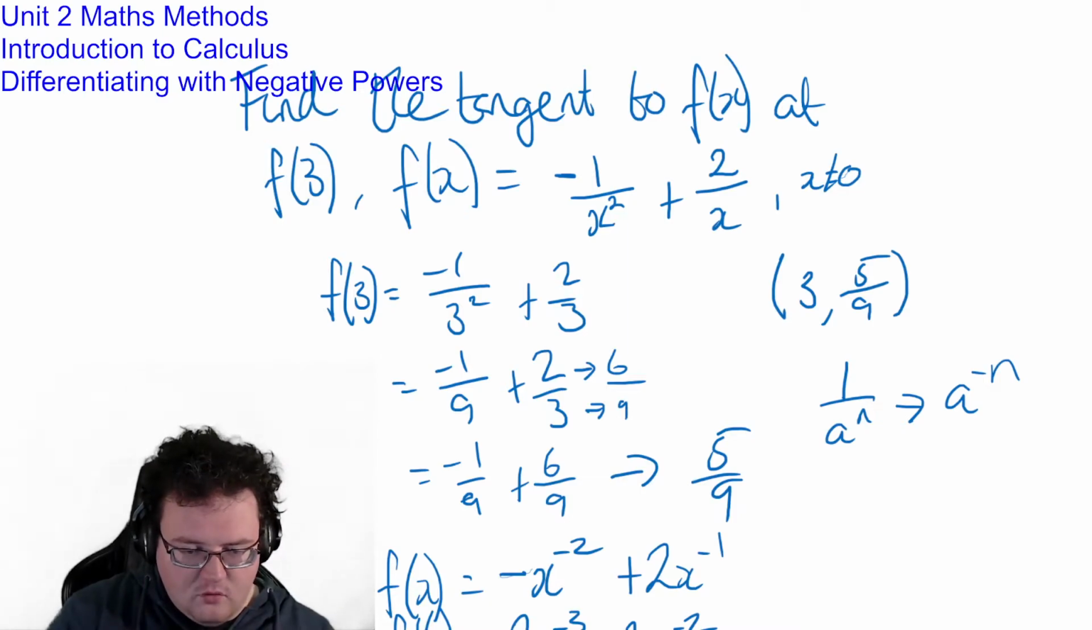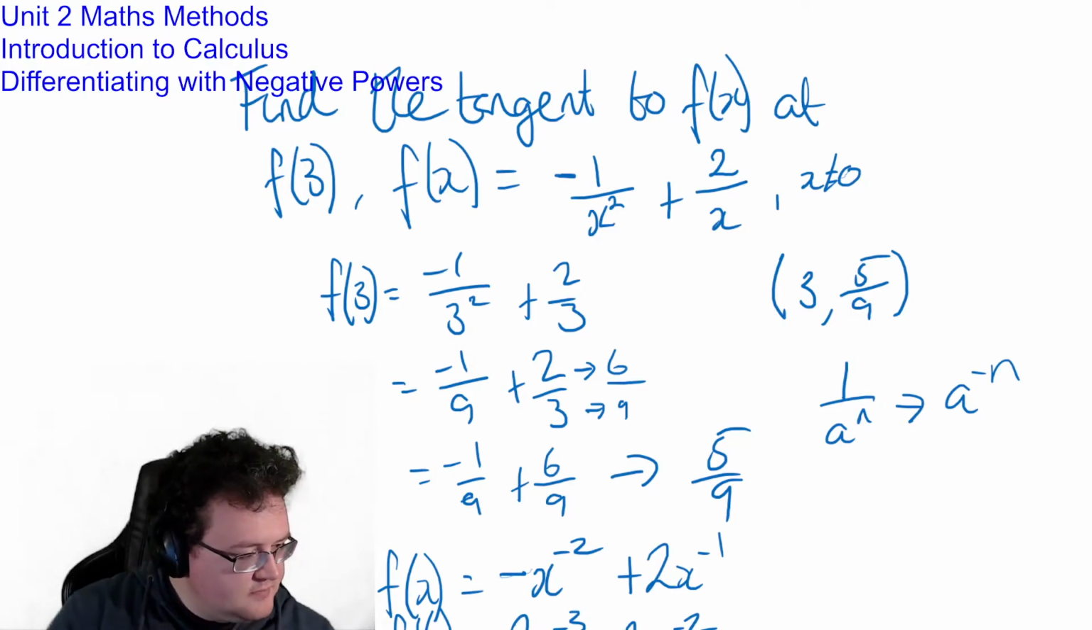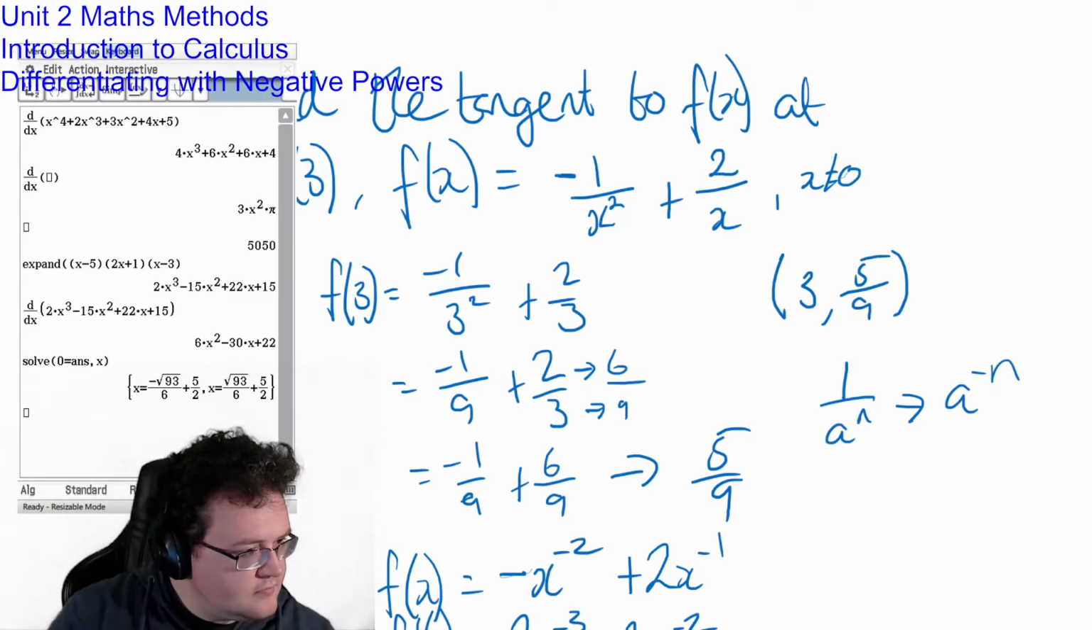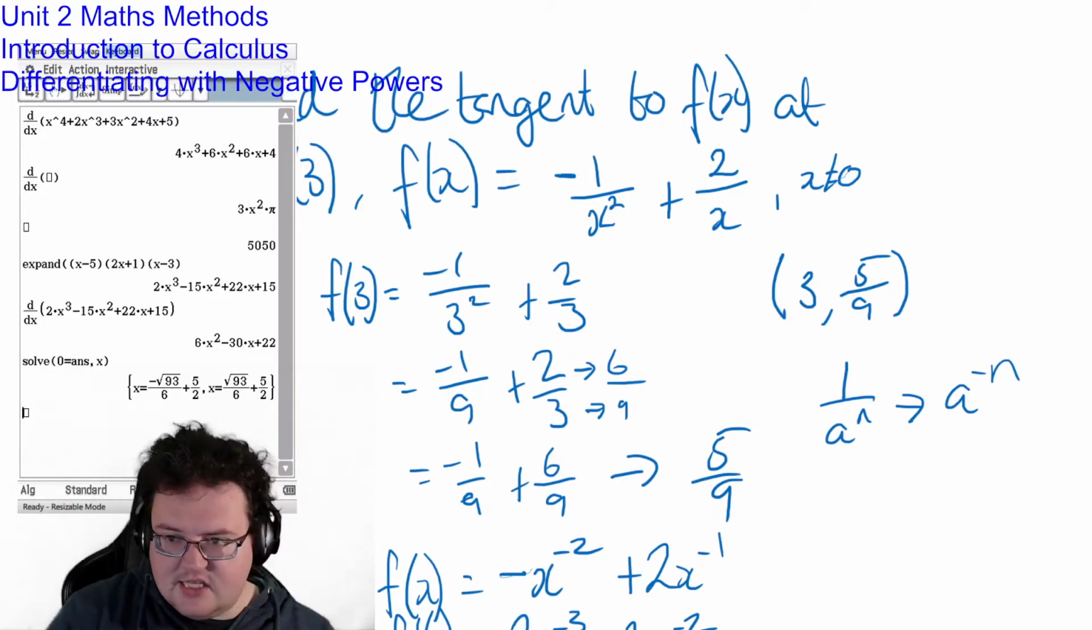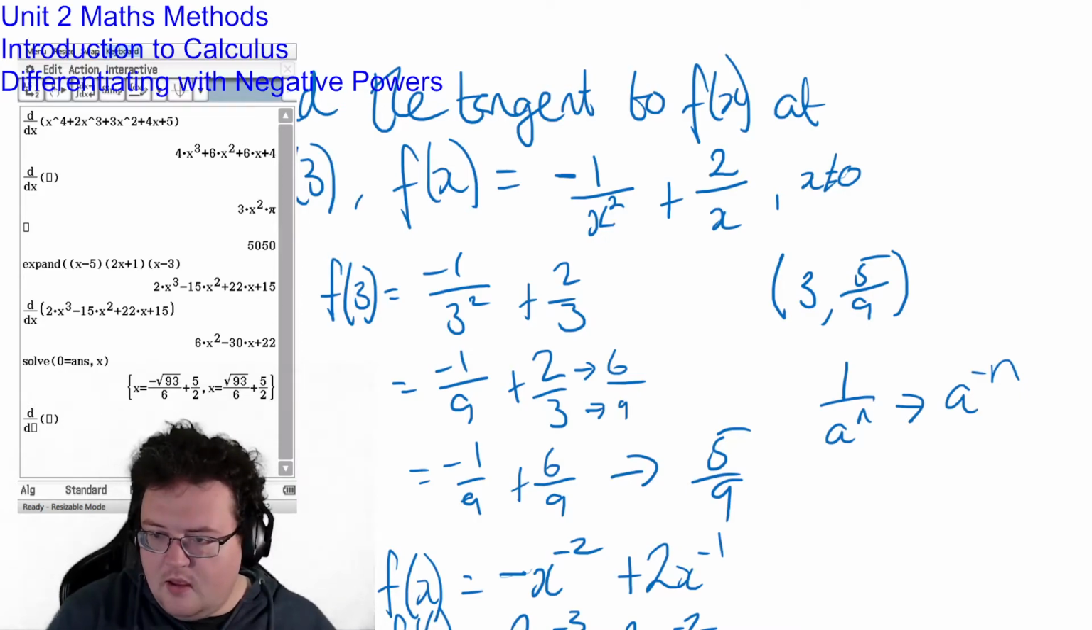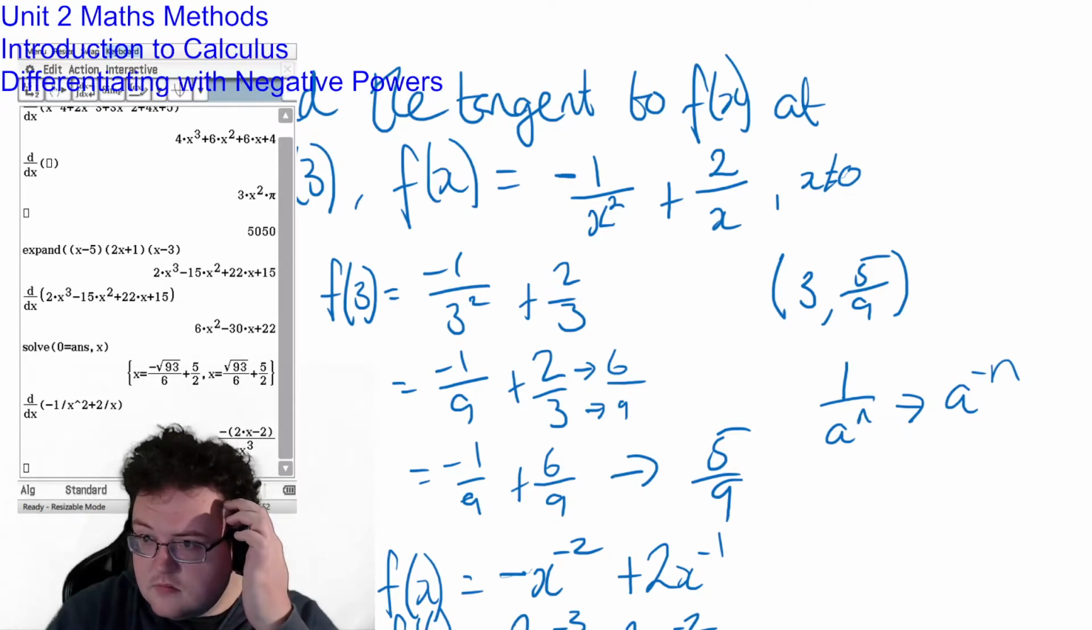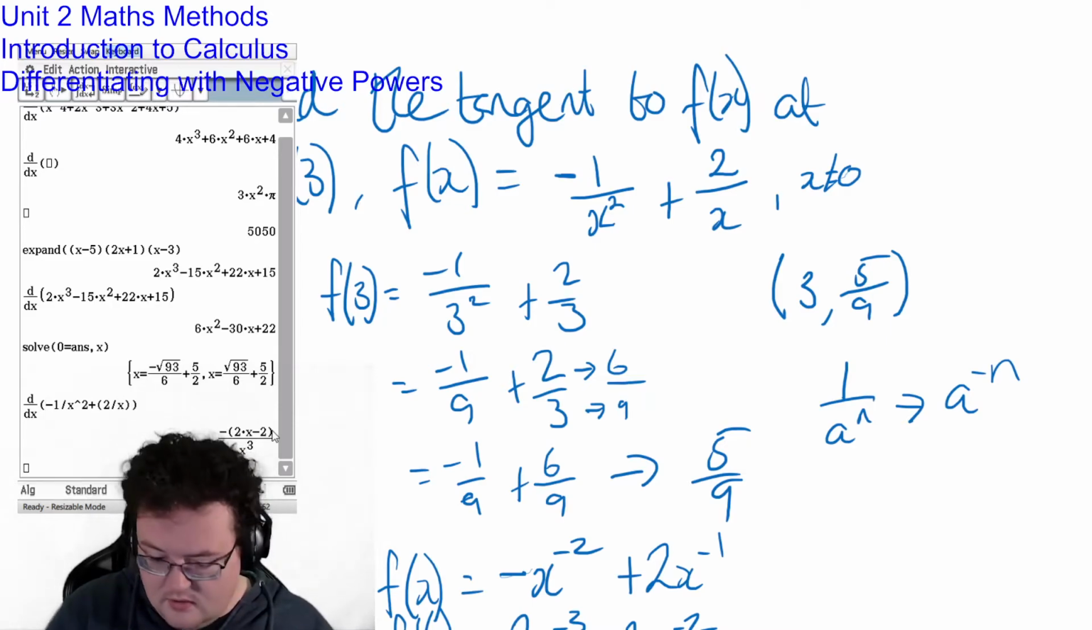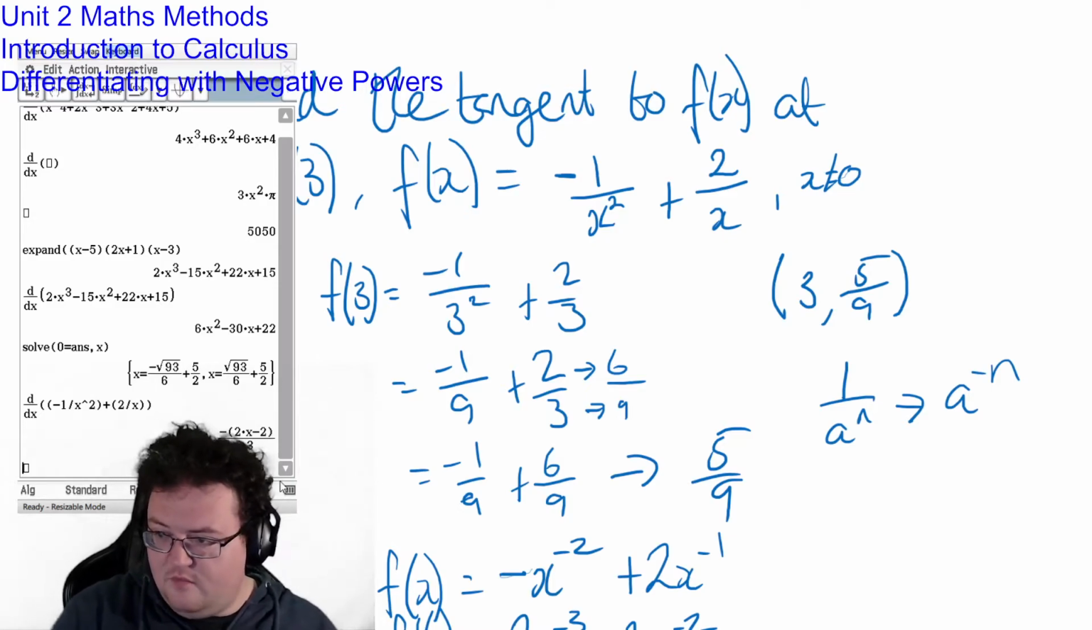So, for reference, let's bring up our CAS. There's my CAS there. So I'm going to just quickly do d/dx of minus 1 on x squared plus 2 on x, just to make sure that I've got my fractions all lined up. Otherwise it might get a little confused. All right, cool. So we've got that.